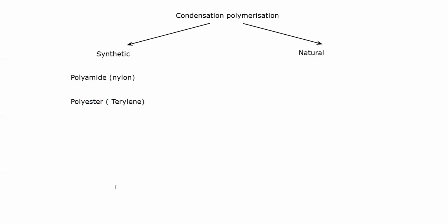Today we'll discuss natural condensation polymers. In this, you will learn the structure of how a protein is formed, carbohydrates, and fats. So we'll discuss the formation of these natural condensation polymers. Protein is also a condensation polymer. Carbohydrate or starch is also a condensation polymer. A molecule of a fat is also a condensation polymer. So first we start with protein, formation of a protein.